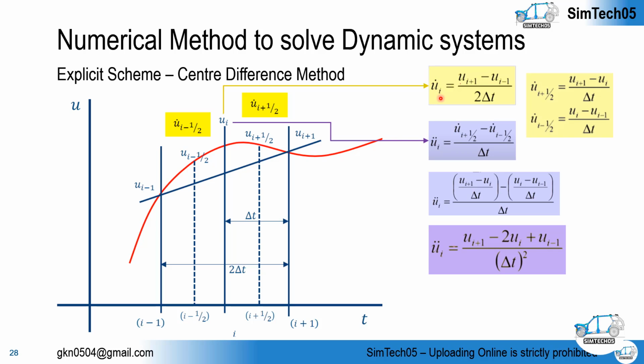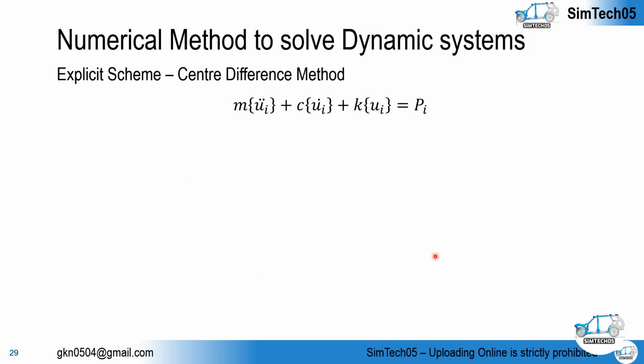But look carefully. The velocity at the ith increment does not depend on the ith displacement. It depends on the (i plus 1)th displacement and the (i minus 1)th displacement. Similarly, we want to find the acceleration at the ith increment, but that depends on the (i plus 1)th, ith and (i minus 1)th increment displacements. So that is a problem, and of course we have a solution for that. Please keep in mind these two equations, u double dot and u dot. Let's move to the next slide.